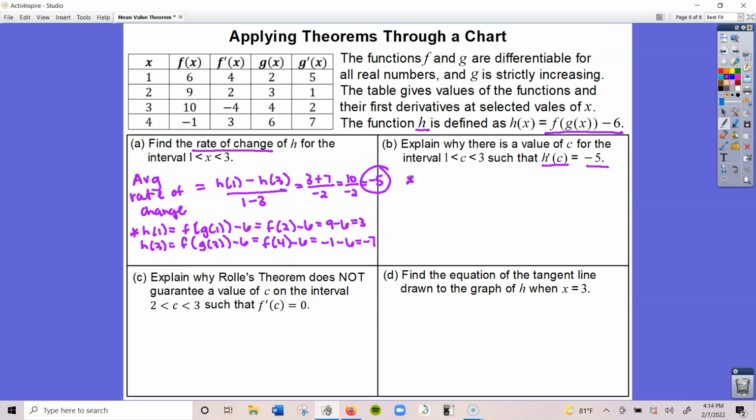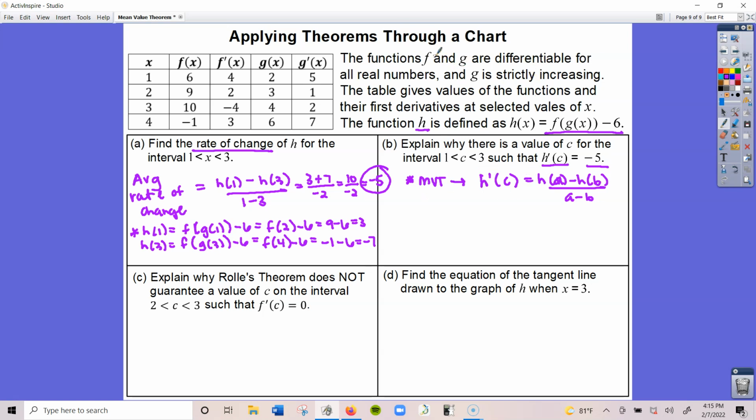And keep in mind what the mean value theorem states. The mean value theorem is that f prime of c, which I'm going to call h prime of c because that's this question, is going to equal h of a minus h of b over a minus b, as long as your function is both continuous and differentiable. Then MVT is applicable.